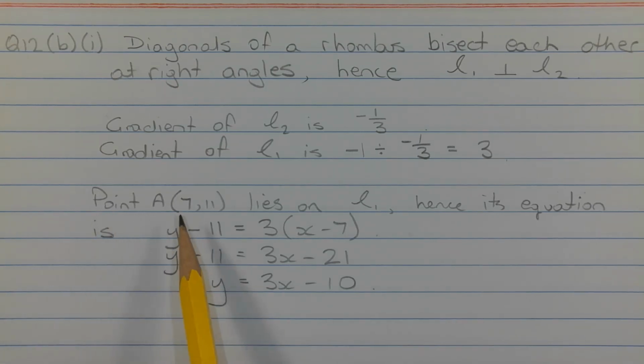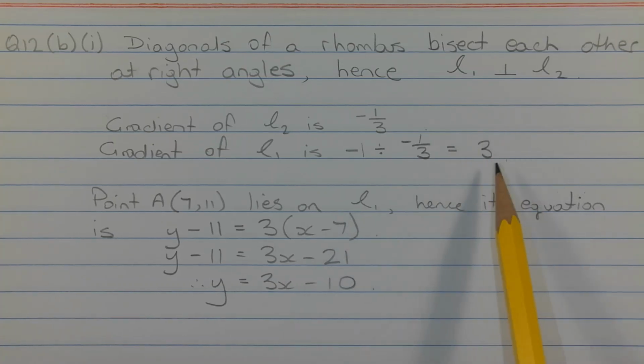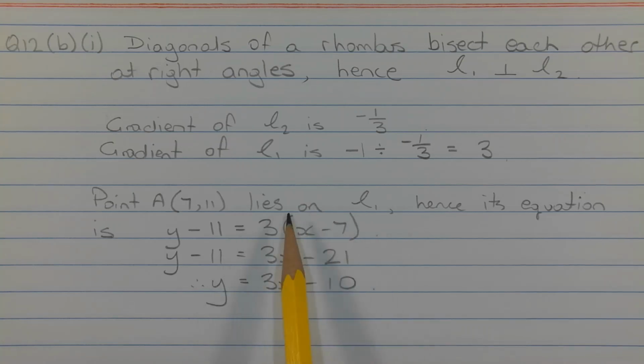Now the point A (7, 11) lies on line L1. We have a gradient, we have a point. So using the point-gradient formula, its equation is y minus 11 is equal to 3 times (x minus 7) in brackets. Expanding the right-hand side, we get y minus 11 is equal to 3x minus 21. And then adding 11 to both sides of the equation to make y the subject, we get y is equal to 3x minus 10, as required.